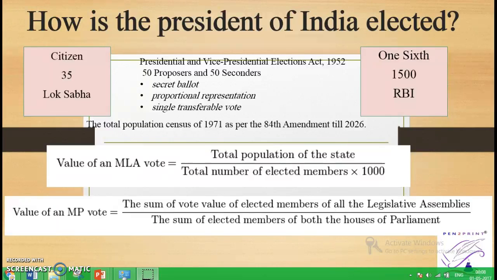The basic qualification to be a candidate for President is that he should be a citizen of India. He should not have been legally penalized for a major crime. He should have attained the age of 35, and he should be eligible to be elected as a member of Parliament, either Lok Sabha or Rajya Sabha.